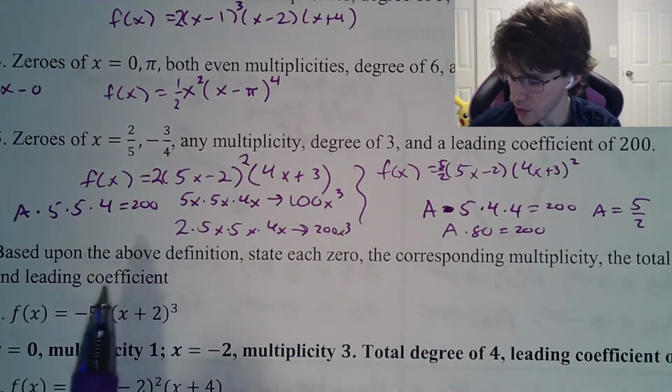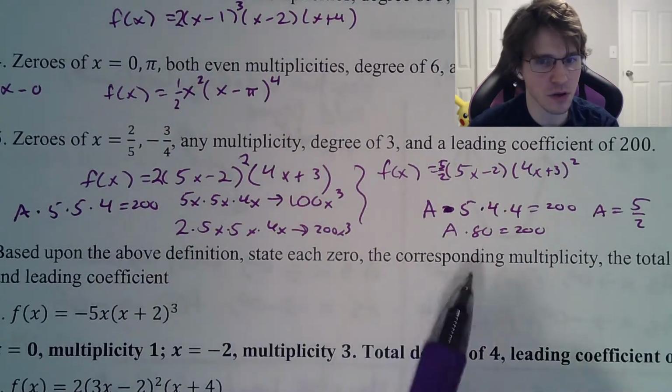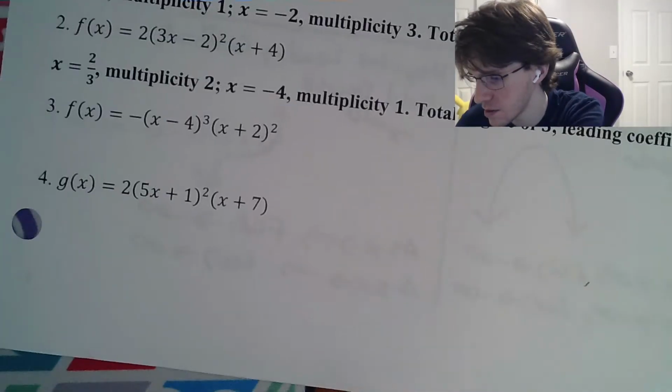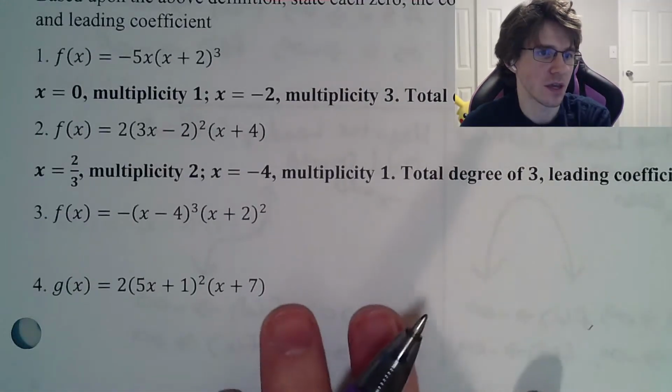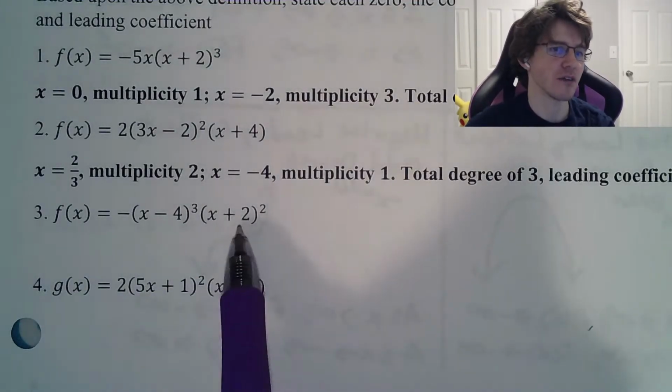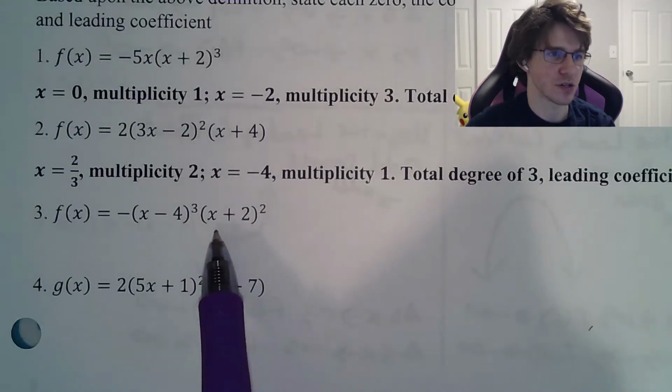This one is the other way around. Based upon the above definition, state each zero, the corresponding multiplicity, total degree, and leading coefficient. So it's the same exact thing, but backwards. Here we go. So you're given this in its factored form. If you have that factored form, these questions aren't too big a deal.